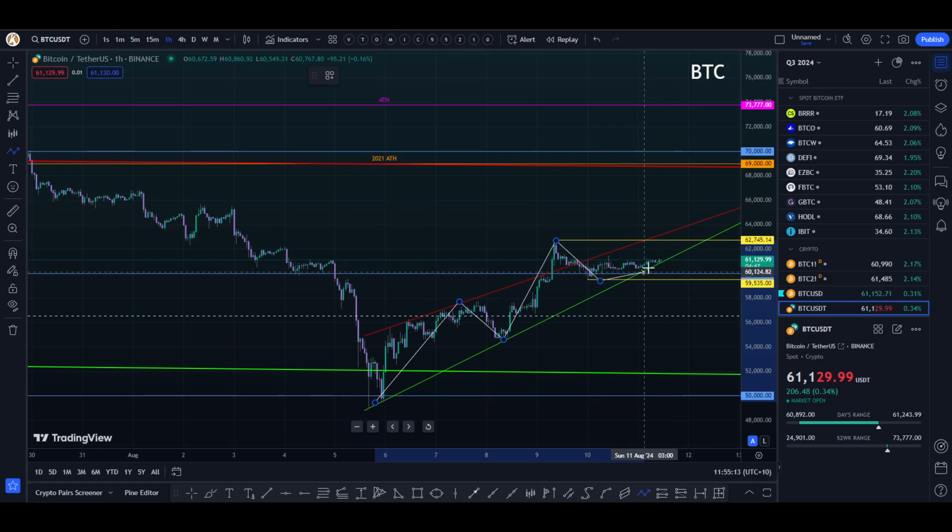So where's that going to take us? Are we going to come to the top here and challenge this high? Or are we going to lose this level and challenge this low here? This is why I've got these two yellow lines. Now, the low there is 59,500 roughly, and the high is 62,750. So that's the current range that we're in on the local price action.